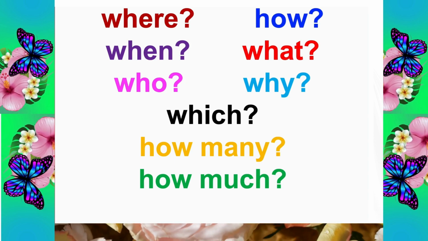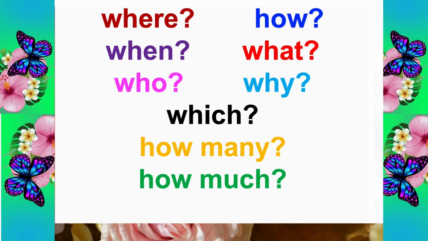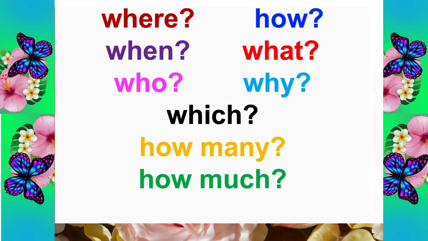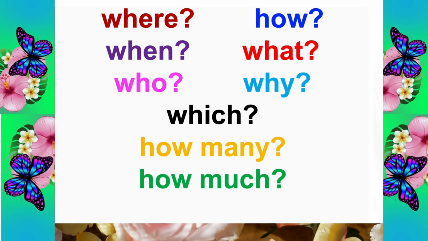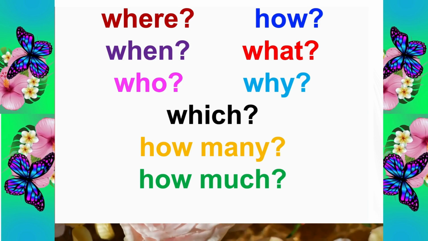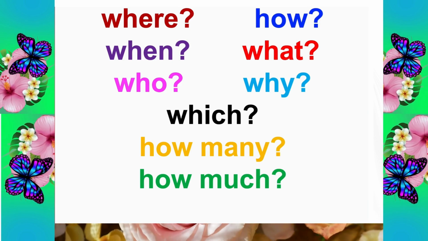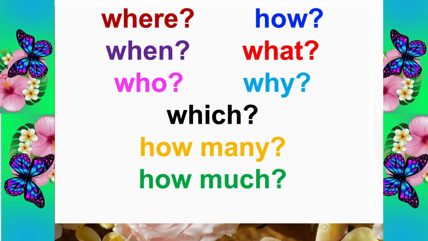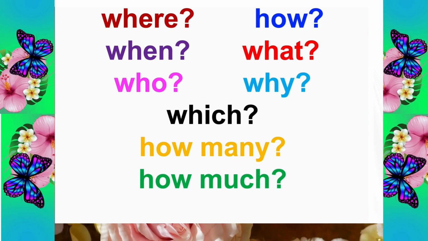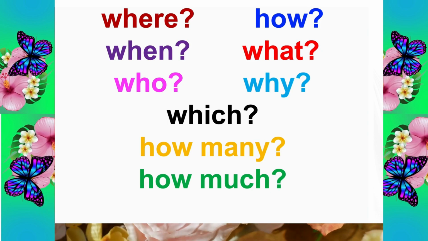We use why when we want to ask about a reason. We use which when we have a choice to make, to choose between two things. We use how many when we want to ask about the number. We use how much when we want to ask about the price or the quantity. Let's continue.